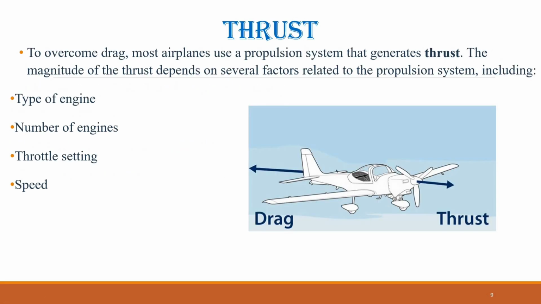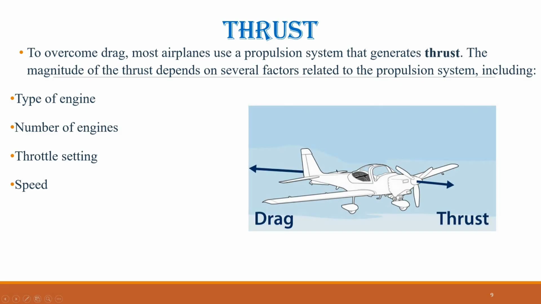Thrust. To overcome drag, most airplanes use a propulsion system that generates thrust. The magnitude of the thrust depends on several factors related to the propulsion system, including type of engine, number of engines, throttle setting, and speed. The direction of the thrust force depends on how the engines are mounted on the aircraft. In some aircraft, like the Harrier, the thrust direction can be adjusted to help the airplane take off in a very short distance.